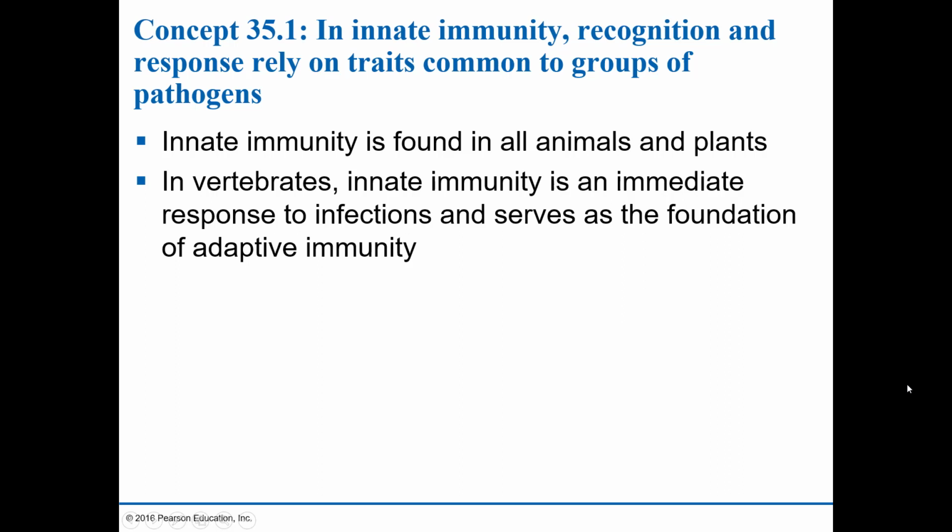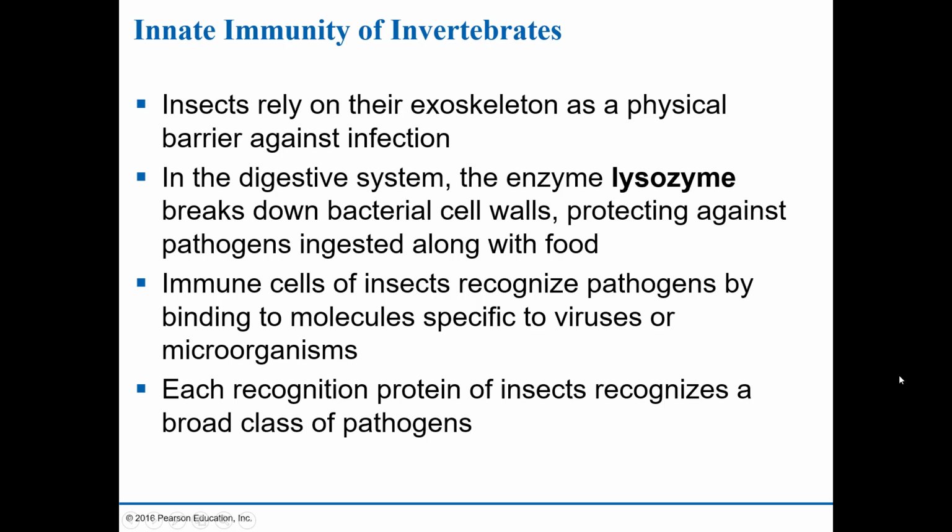So innate immunity is found in all animals and also in plants because plants have kind of a waxy barrier that prevents things from getting in. But innate immunity in vertebrates is an immediate response to infections that serves as the foundation to that adaptive immunity. If you look at other things other than vertebrates, insects have that exoskeleton. Our digestive system is something that is considered an innate immunity. It's got a lot of stomach acid in there, so when we consume food that isn't at its prime, hopefully our stomach acid will help break that down.